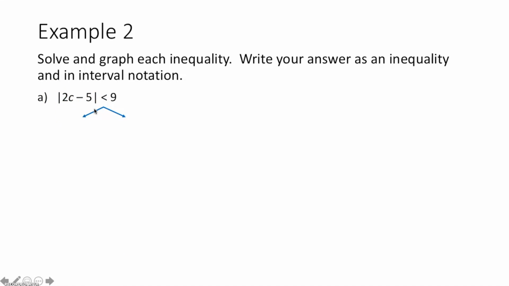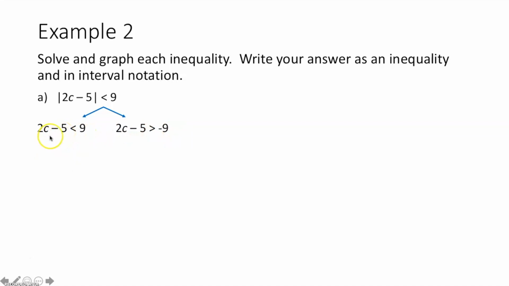We're going to break this absolute value inequality into two separate inequalities. The first is going to be exactly what you see, just without the absolute value sign. So it's going to be 2c minus 5 is less than 9. The other one, we keep what's inside the absolute value the same. So it's going to be 2c minus 5. We're going to flip the inequality sign, and we're going to change this so it's the opposite expression. So it's going to be 2c minus 5 is greater than negative 9. Now we're going to solve each of these separately.